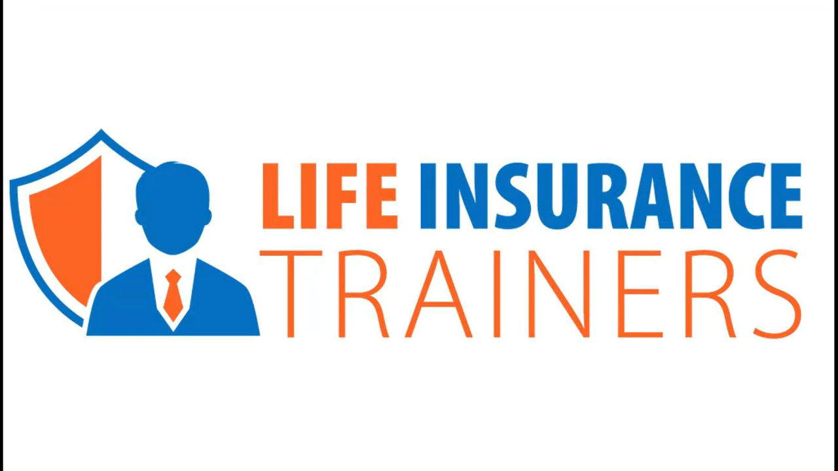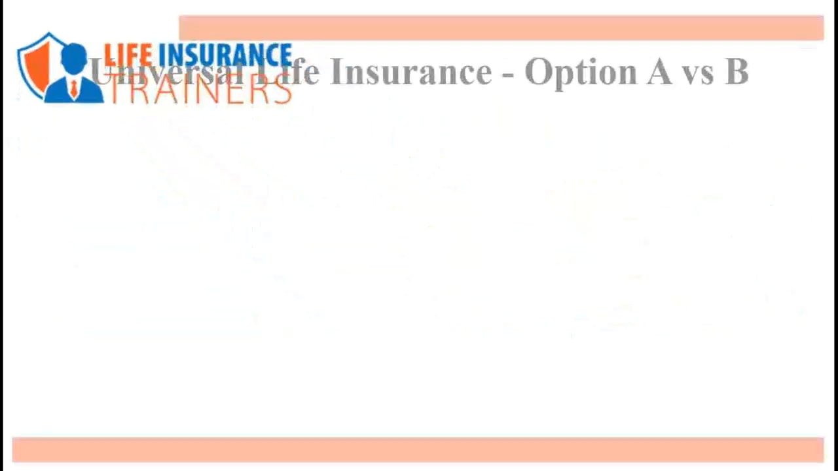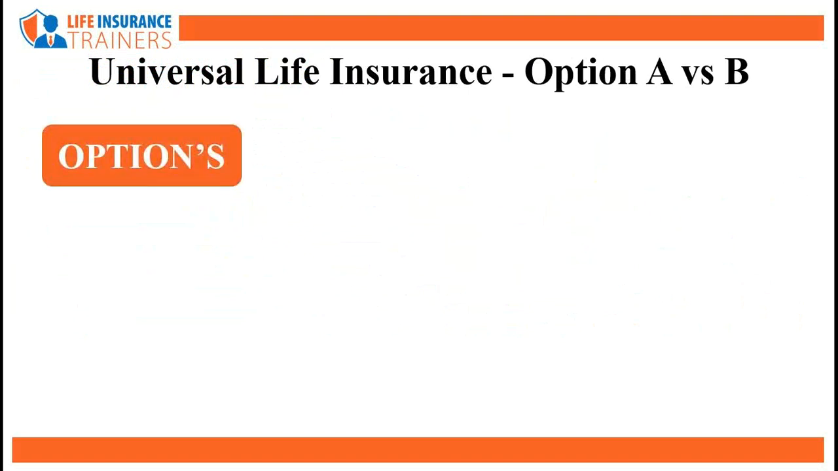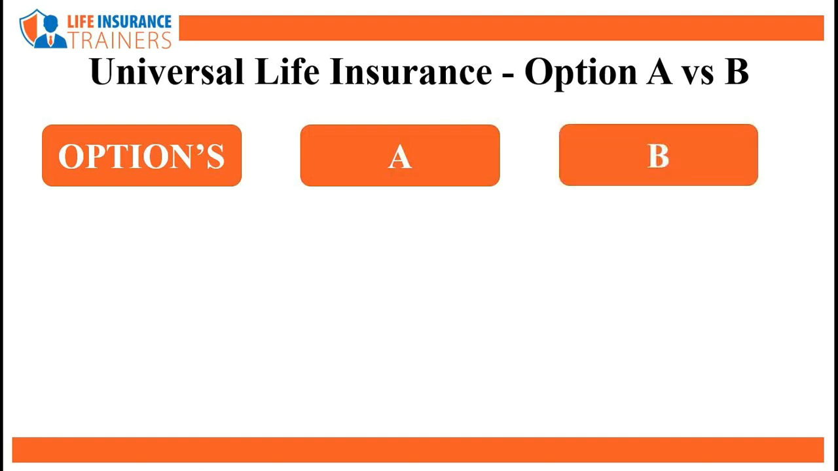We're going to talk about one of the most confusing things to new agents when I'm training, and that's option A versus option B. Again, we've defined this in a previous video, but we're going to dive in a little more to see what is actually going on here. As we've said before, option A is a level death benefit. Option B is an increasing death benefit.